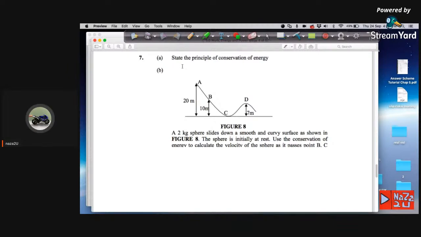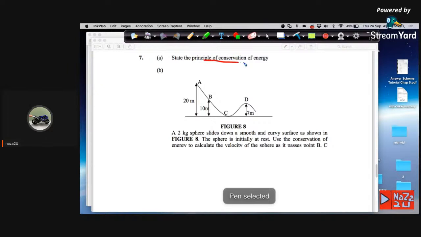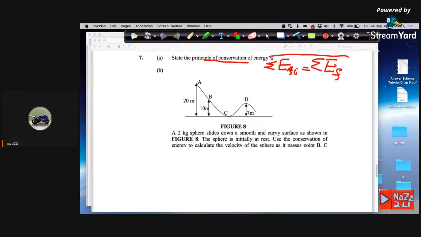Yang number 7, yang number 7A tu, pertama dia nak cari mengenai, kalau sini soalan ni dia nak cari state the principle of conservation of energy. So total energy initial is equal to total energy after. Jumlah tenaga sebelum sama dengan jumlah tenaga selepas.